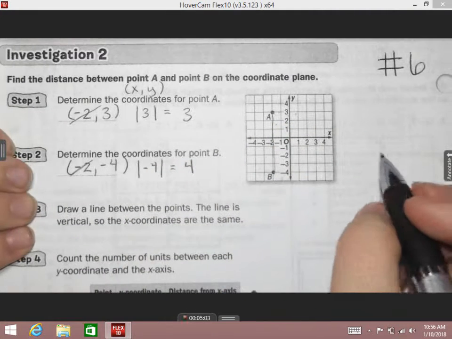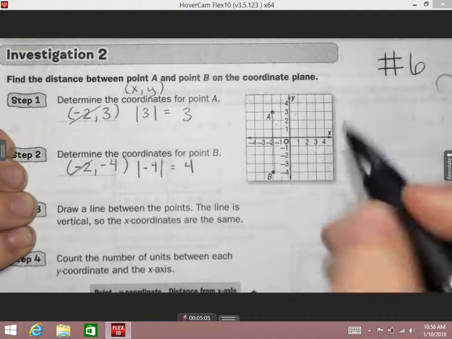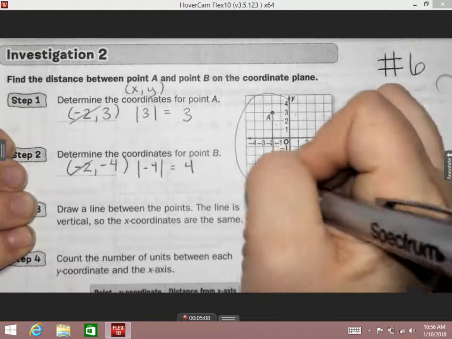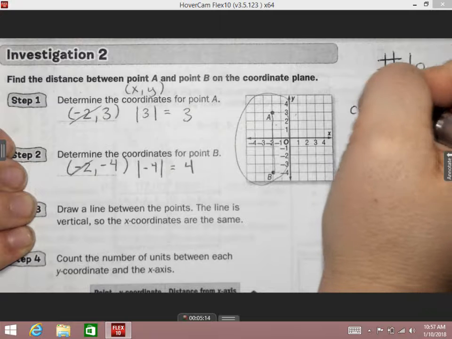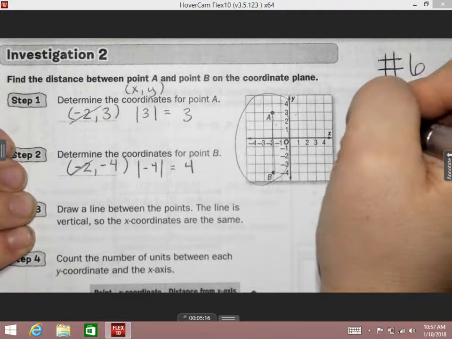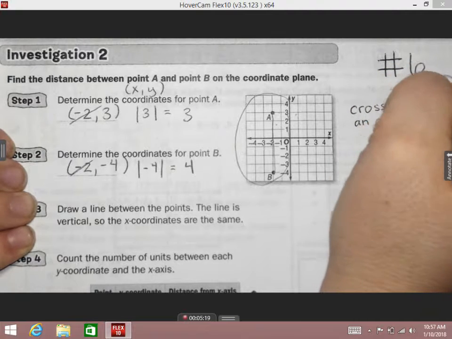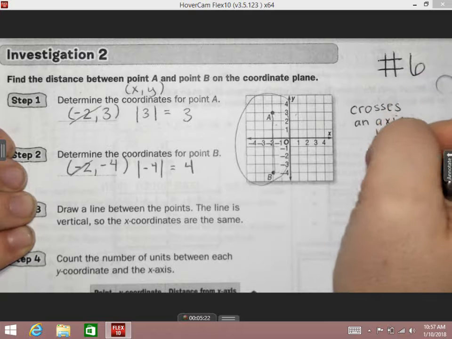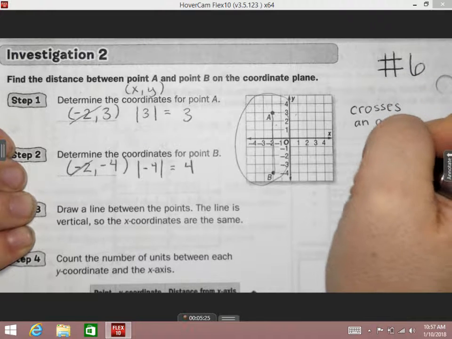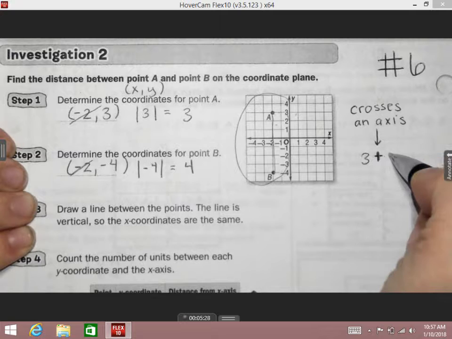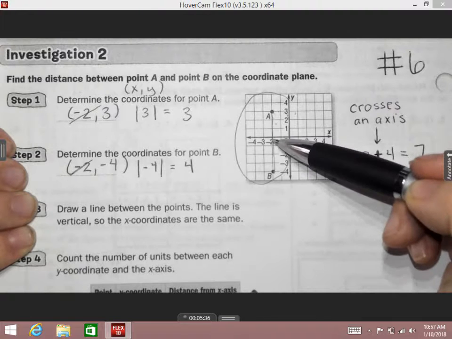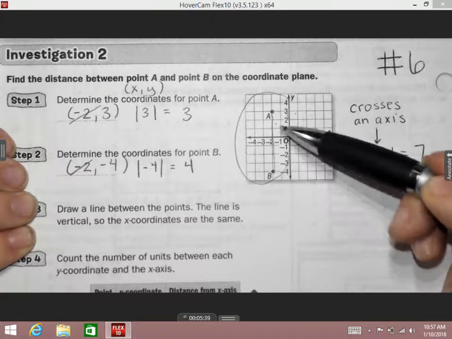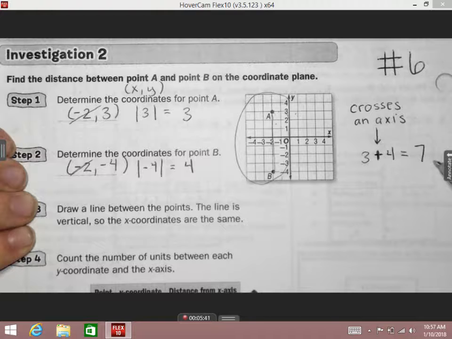Now the rule for this is maybe a little more difficult. Do y'all see how this crosses the axis? If it crosses an axis, you are going to add them together. Because what do I get if I do 3 plus 4, those two numbers that we just got? 7. So if it crosses an axis, because one went in one direction and the other went in the other direction, to find the distance, we're going to add them, and that gives me 7.